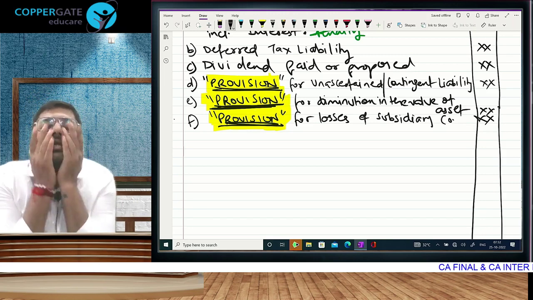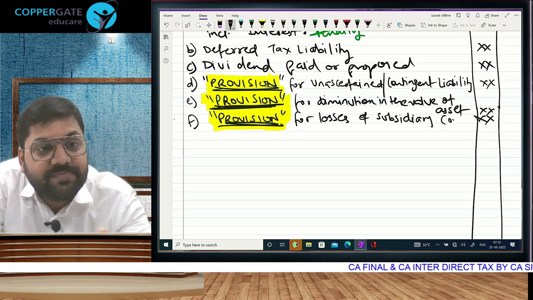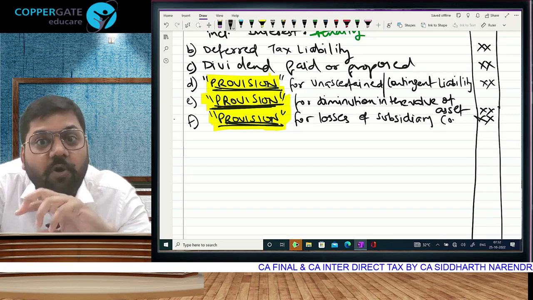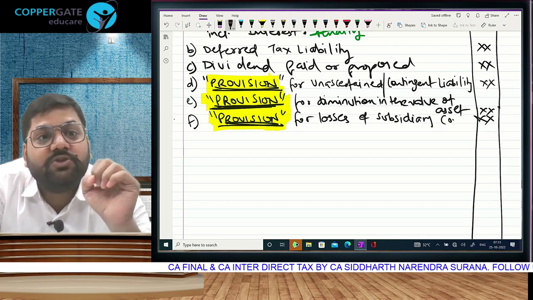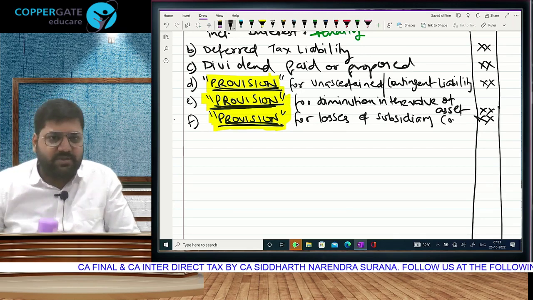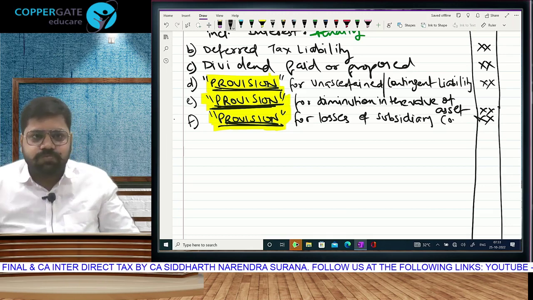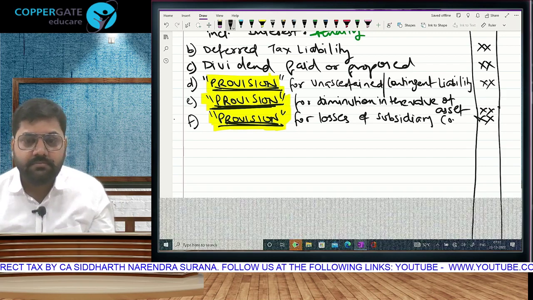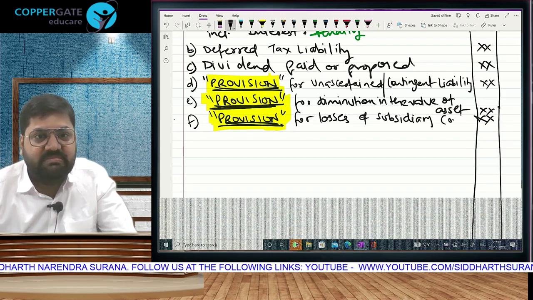Provision will be there, so add the provision word, add. There came an adjustment. Listen carefully, what was the adjustment? Debited, meaning profit is reduced. What? Provision for gratuity to employees based on actuarial valuation. The student saw the word provision. Provision, add, finished.